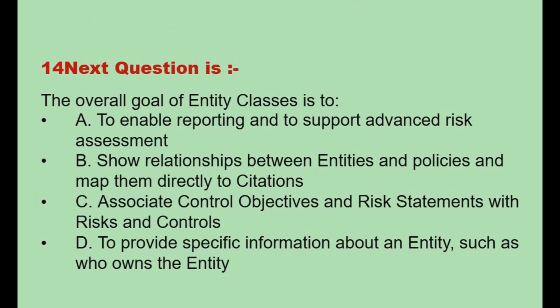Question is, the overall goal of entity classes is to: Option A, to enable reporting and to support advanced risk assessment. Option B, show relationships between entities and policies and map them directly to citations. Option C, associate control objectives and risk statements with risk and controls. Option D, to provide specific information about an entity such as who owns the entity. Correct answer is option A.